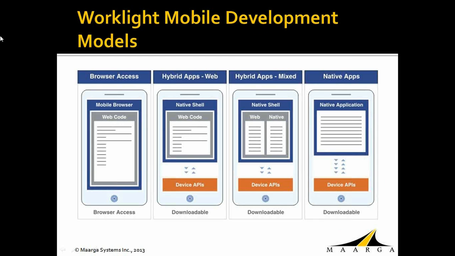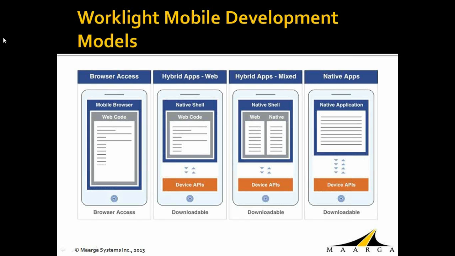I want to move on and talk about the various types of applications that can be developed using WorkLight. Now, there are 4 approaches possible. We can design applications that will be accessible only through a mobile browser. These applications can be written using HTML5, CSS, and JavaScript. And these web applications, as they are called, are executed by the mobile browser and are cross-platform by default. So any device that has a browser can be used to access these applications.